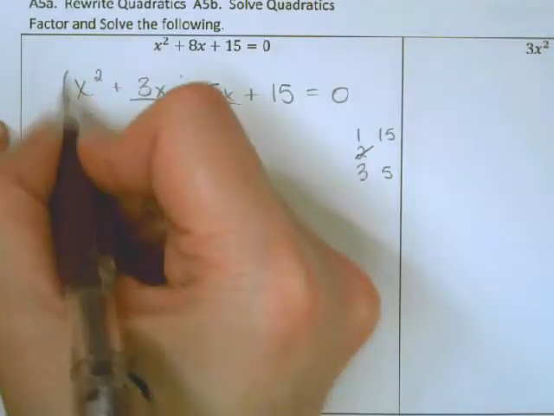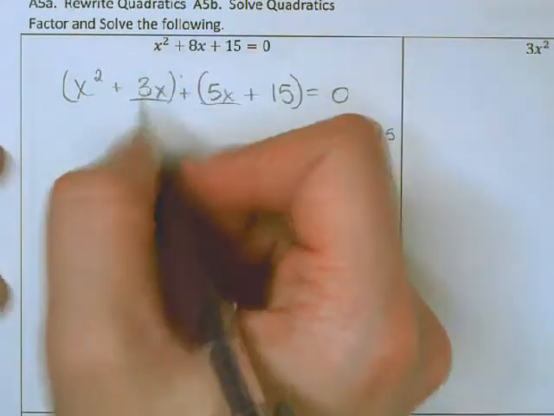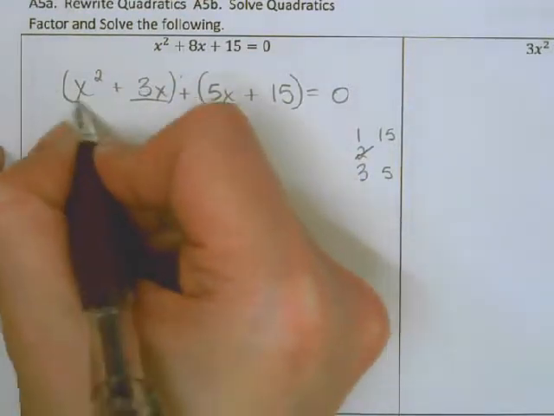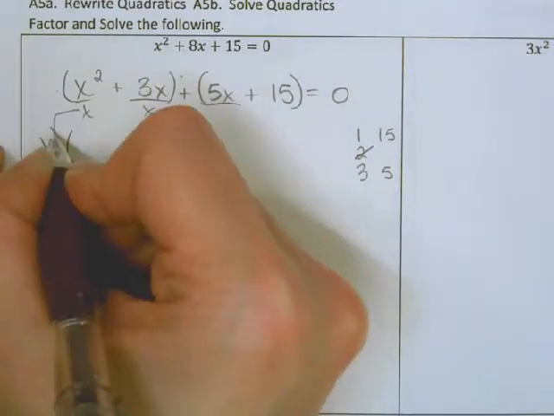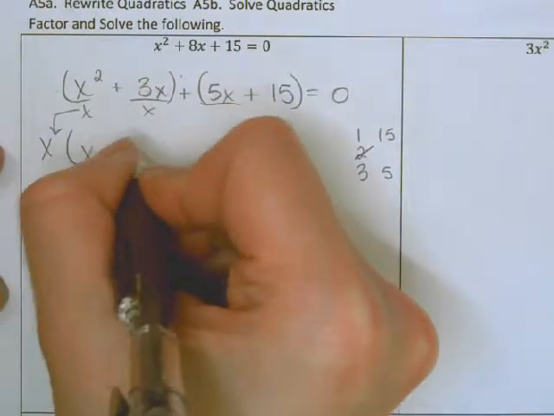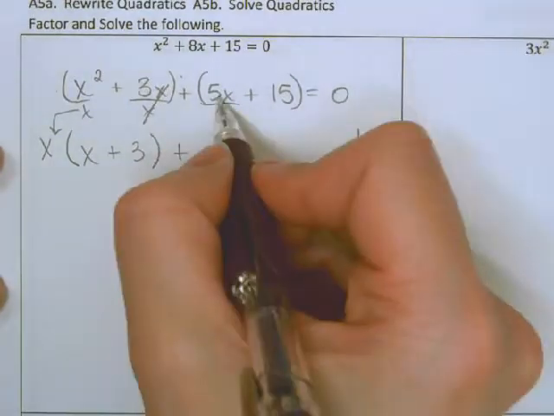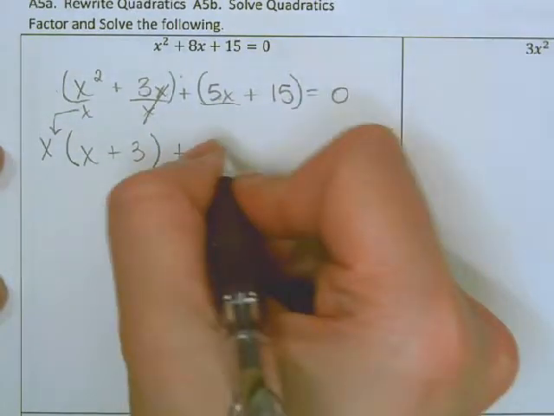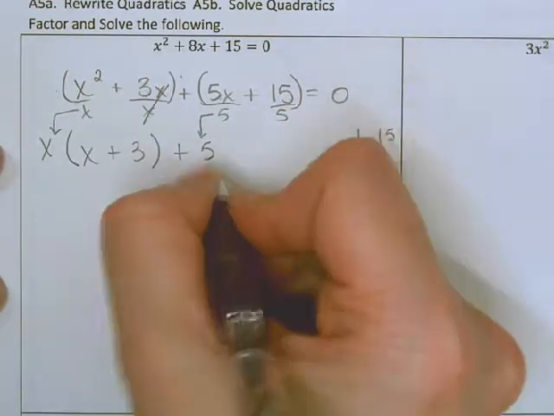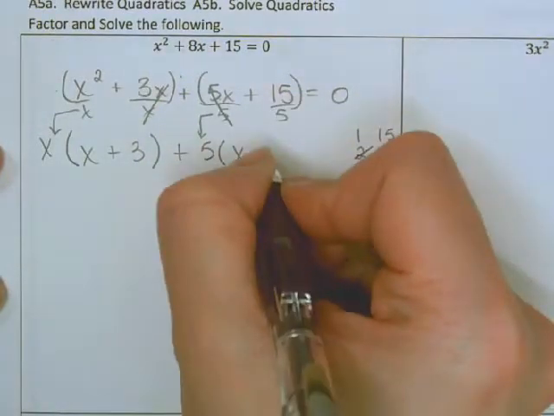So then I need to group this. x squared and 3x have a greatest common factor of x. So I'm going to bring that x down and put it out front. Divide both of those by x. So x squared divided by x is x. 3x divided by x is just 3 because those x's divide out. Plus, my greatest common factor for 5x and 15 is 5. So I factor out a 5. Put it out front. 5x divided by 5 is just x. 15 divided by 5 is 3.